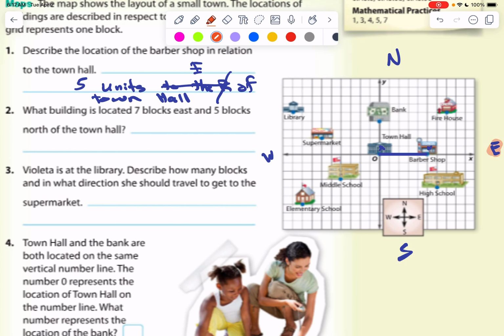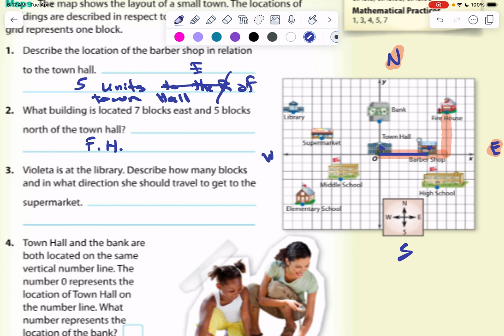So here's east and north. Here's Town Hall. 1, 2, 3, 4, 5, 6, 7. And then how many? 5 blocks north. 1, 2, 3, 4, 5. The firehouse. The firehouse is 7 blocks east and 5 blocks north.